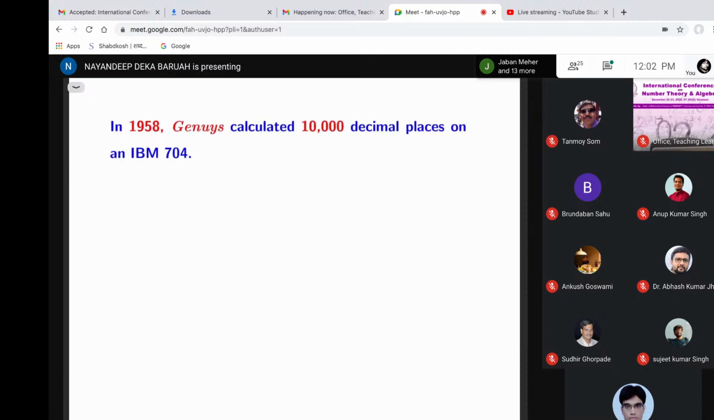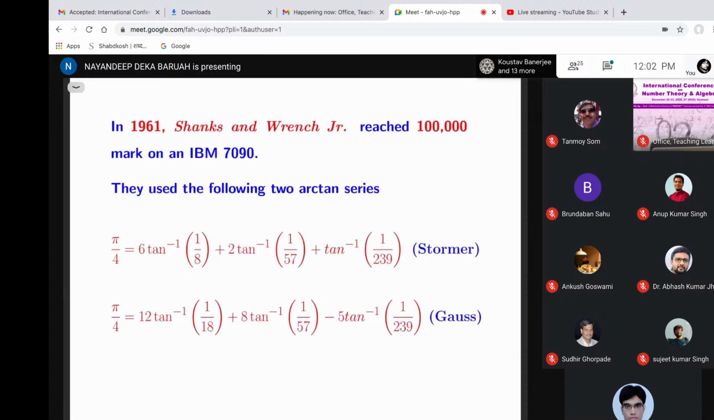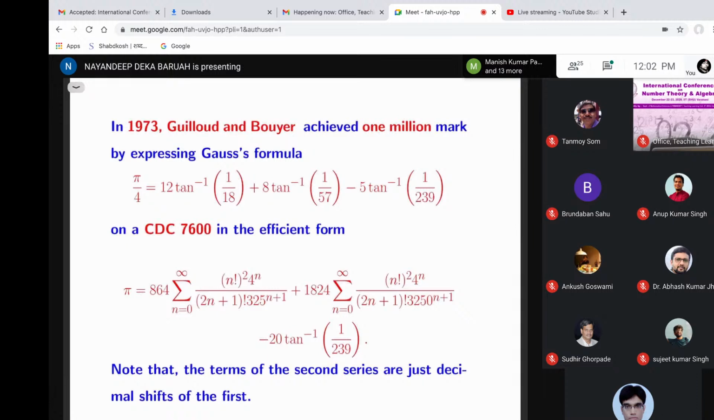And in 1973, the 1 million mark was achieved by Guilloud and Bouyer. Okay. Then the third method was developed, called the arithmetic-geometric mean, AGM. What is the arithmetic-geometric mean? You take two numbers, A and B, initialize A0 and B0, and go on taking the arithmetic mean and geometric mean successively.